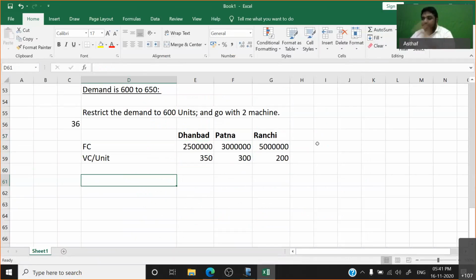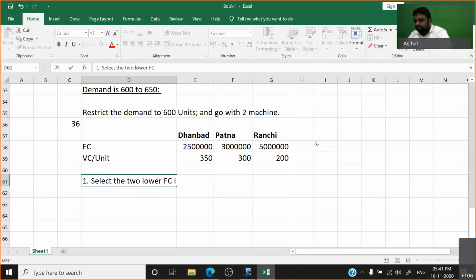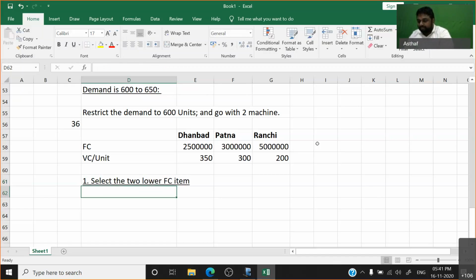So principle 1 is what? Select the 2 lower fixed cost items. What are the 2 lower fixed cost items? Dhanbad and Patna.